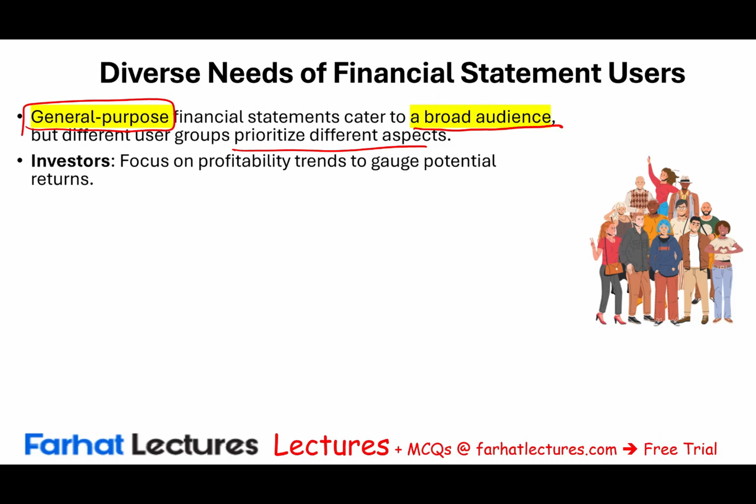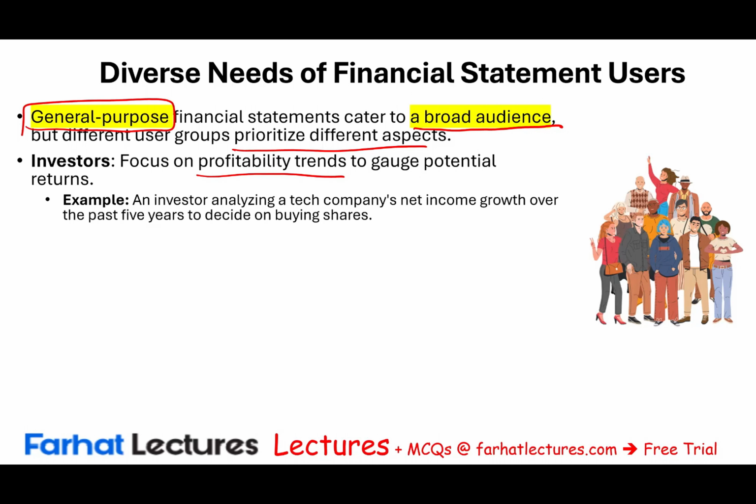Investors focus on profitability trends to gauge potential return. That's what they're interested in. If you're an investor, you're looking at profitability, because profit generates more income, increases earnings per share, and increases the stock price. So an investor analyzes a tech company's net income growth over the past 5 years to decide on buying the shares. They're looking at income. That's what they're focusing on.